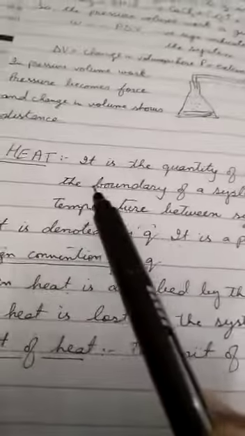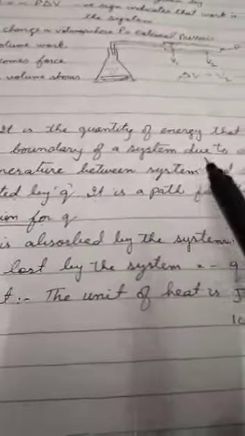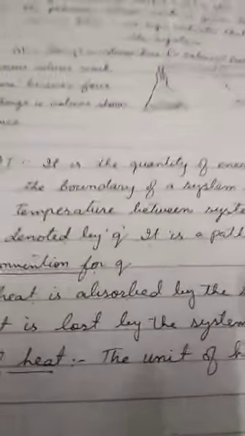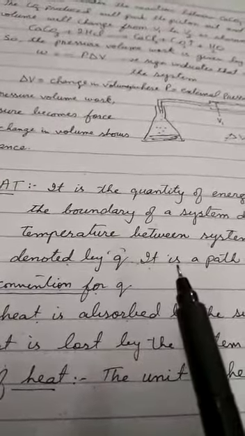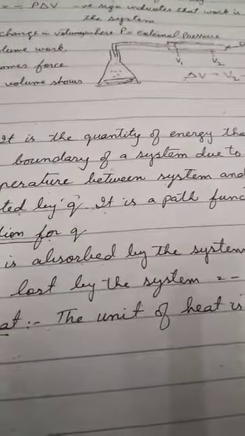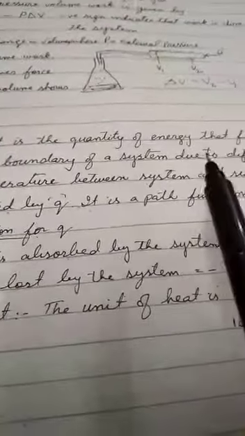And next is the heat. It is the quantity of energy that flows across the boundary of the system due to the difference in temperature between system and the surrounding. It means, as we know, that heat always moves from hotter body to colder body. If the system is at hot state, then it will move from the system to surrounding, and if surrounding is at the hot state, then heat will move from surrounding to the system.